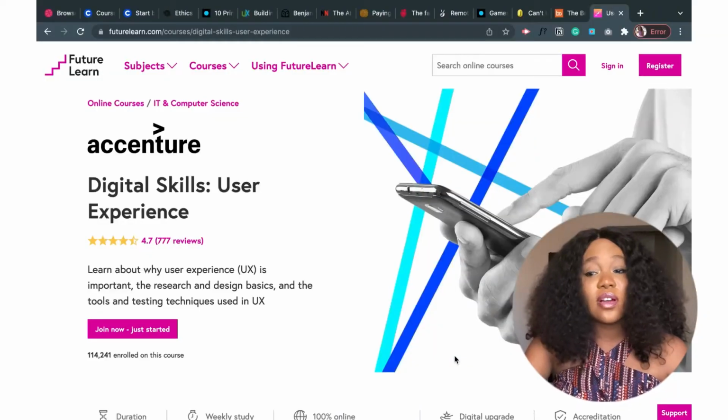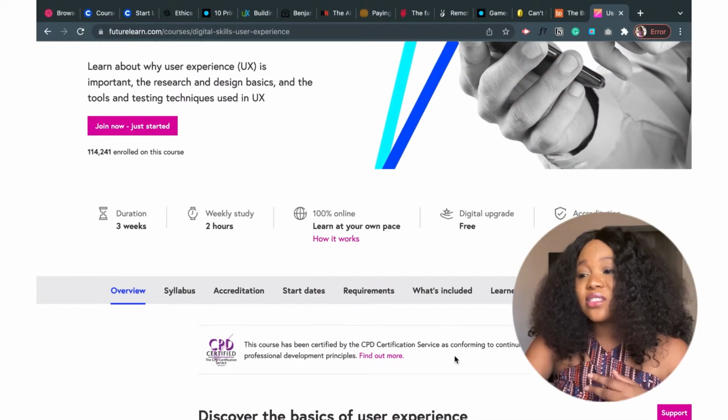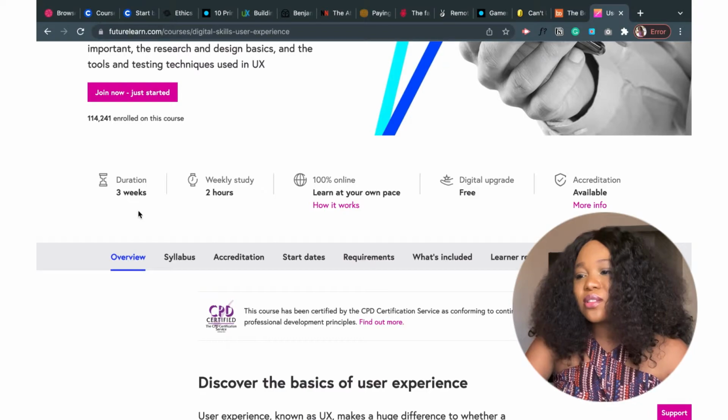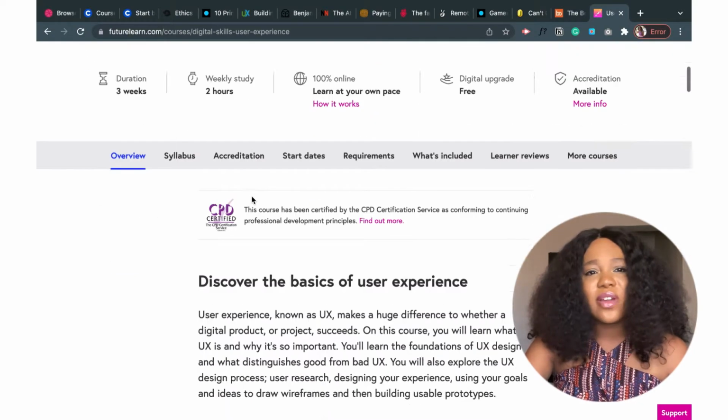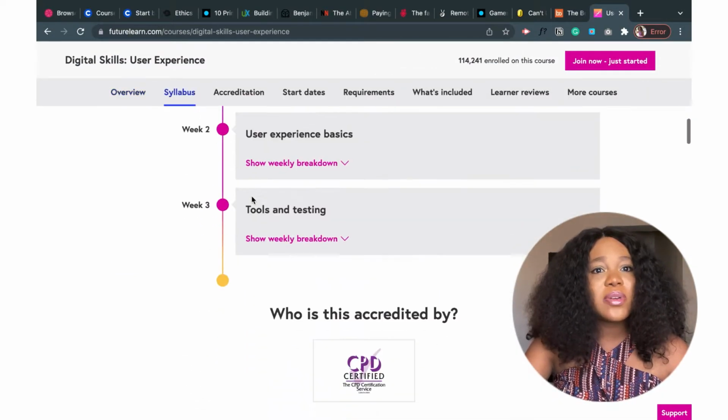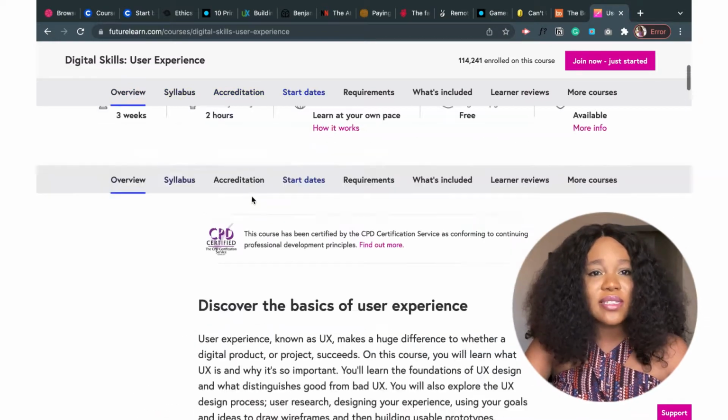The duration of the course is about 3 weeks long, and I think if you have 2 hours of study weekly, then you should be fine. So it's a pretty short course, but it will give you a background into what UX design is about and if it's something that would interest you.